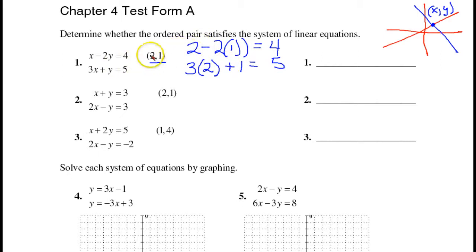Well, as we see here in this first one, this is going to be 2 minus 2 is 0, so that does not equal 4. And this is 6 plus 1, that's 7, so that does not equal 5. So the answer to the first one is no. In this next one, again, it's replacing the x with 2, the y with 1, and that does check. The x with 2, that's 4, minus a 1 is 3, that checks.